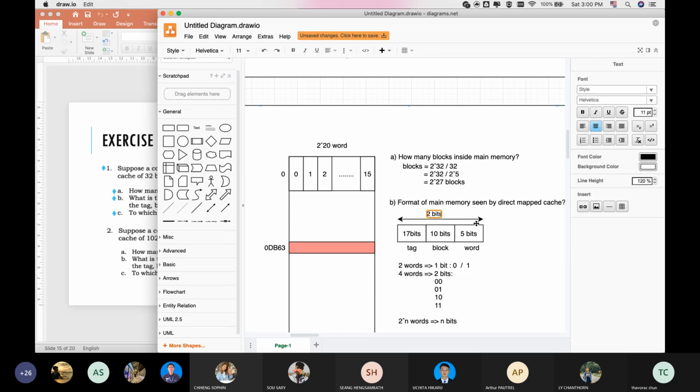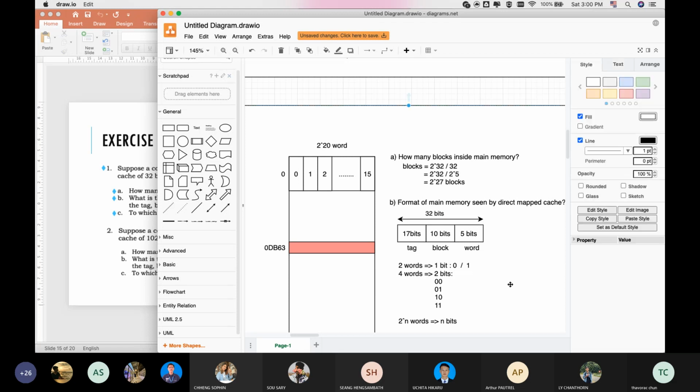Here, I wrote 32. And for the tag bit, tag here is the bit which remains from the block field and word field. That means we have 32 minus 15, which is 17 bit. Okay, so your classmate's answer, that we have 17 bit for tag, 10 bit for block, and 5 bit for word, is correct. Okay.